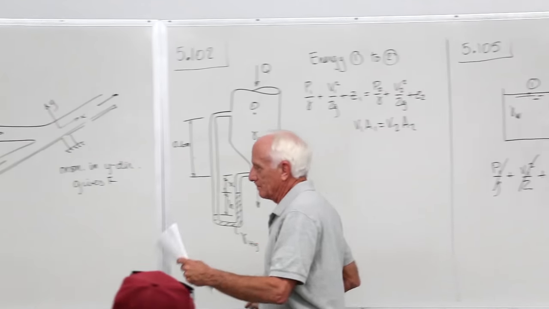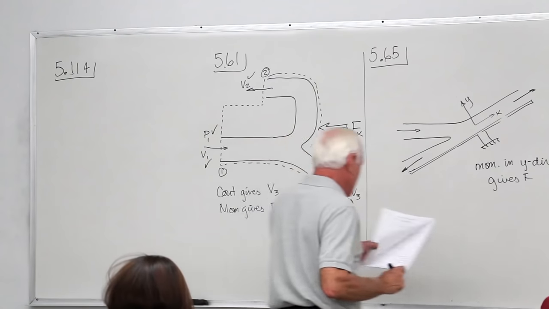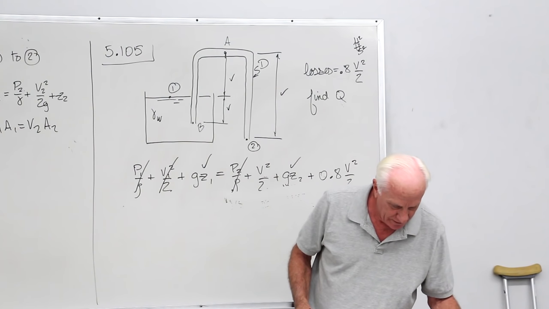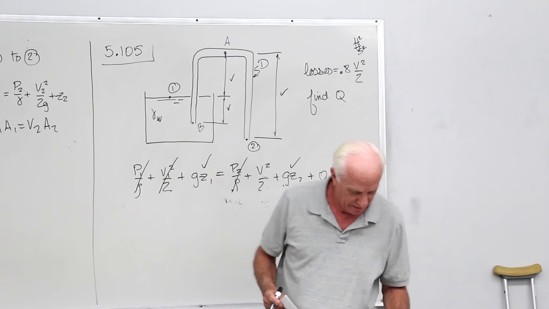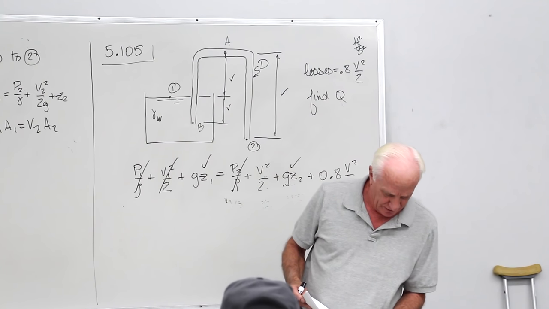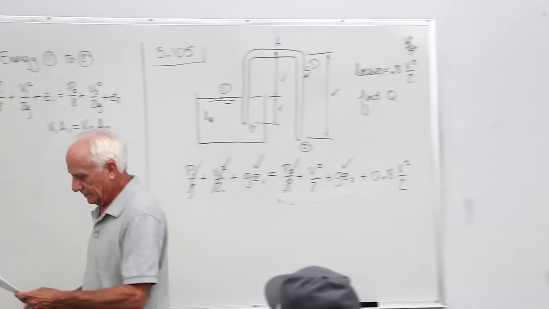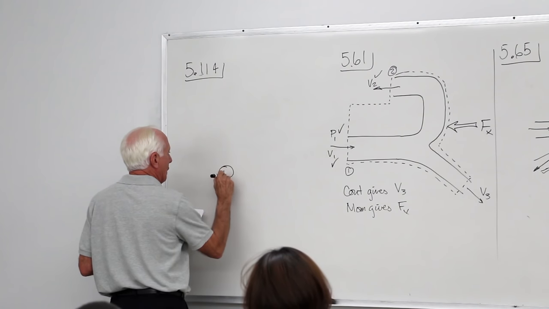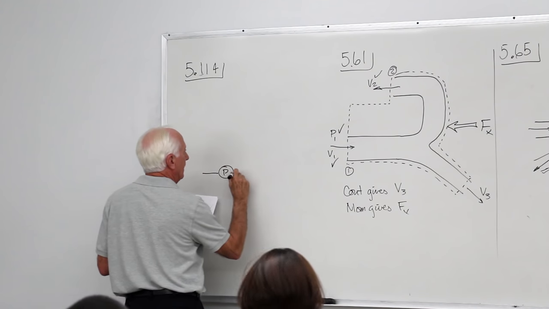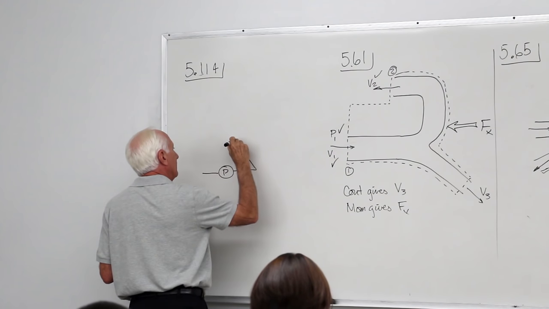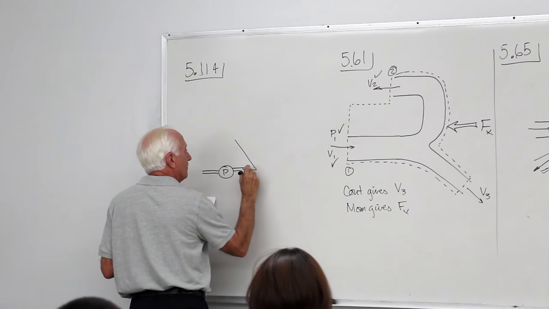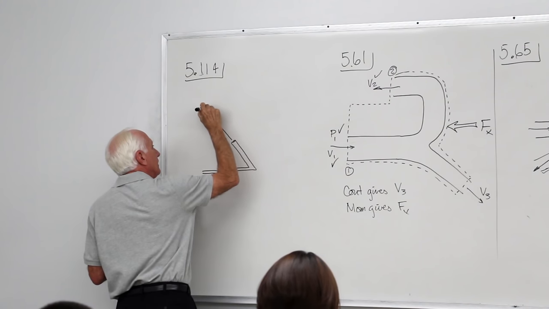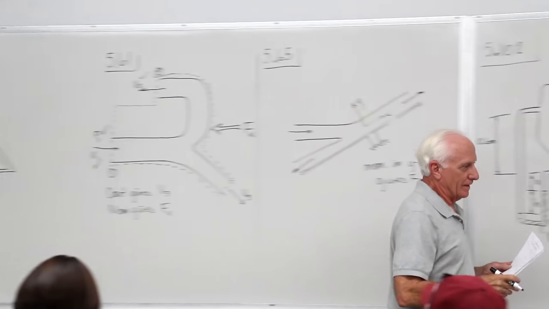Okay, 114. Let's just look at that real quick. Oh, the fire truck. The pressure's there, the diameter's there. So we have this fire truck with a pump here, and the water comes in, and then it goes out here. Here's the fire hose, and then the water goes up here.